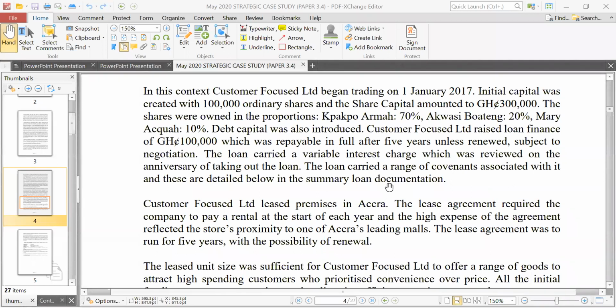Basically when you go for debts, there are usually strings attached. And so that's the problem. Another thing that is talked about here is the lease, and the high expense of the lease. One of the things that is interesting to note as we read through the case is how the lease is treated. The lease agreement is expensive, so it impacts the financial statements of Customer Focus Limited very, very much.